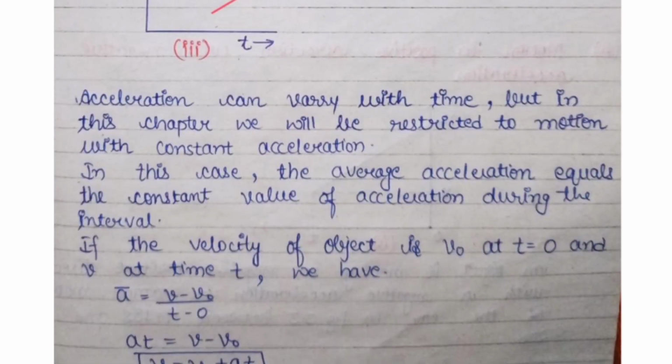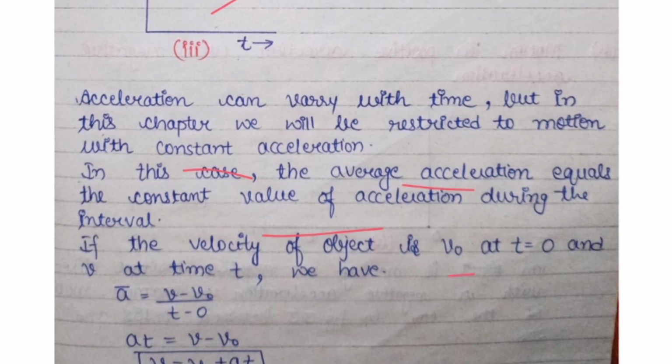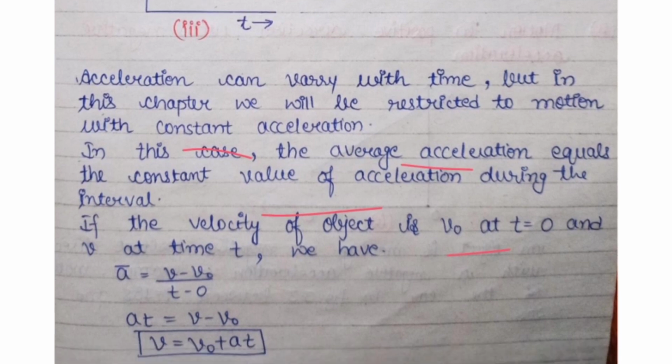Acceleration can vary with time, but in this chapter, motion in a straight line, we are restricted to motion with constant acceleration only. In our case, the average acceleration equals the constant value of acceleration during the time interval. Let us assume the velocity of an object is v0 at time t equals 0 and v at time t. According to the expression for average acceleration, we get a bar equals (v minus v0) upon (t minus 0).